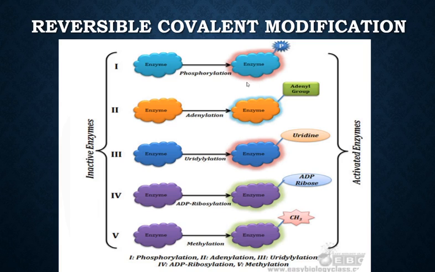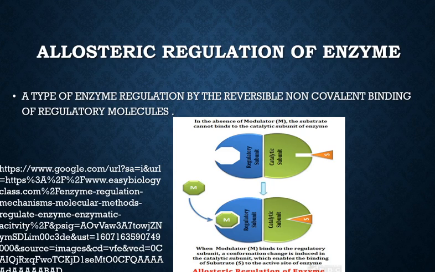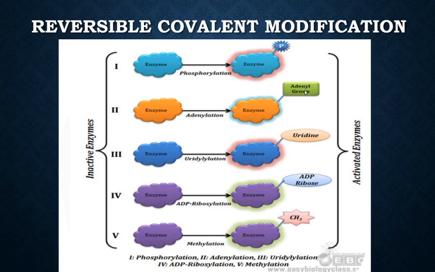So the very common one is phosphorylation. The most common type is the addition of a phosphate to specific groups, like tyrosine, serine, threonine, and histidine residues of the protein. Then the enzyme becomes active. After phosphorylation the enzyme becomes active.